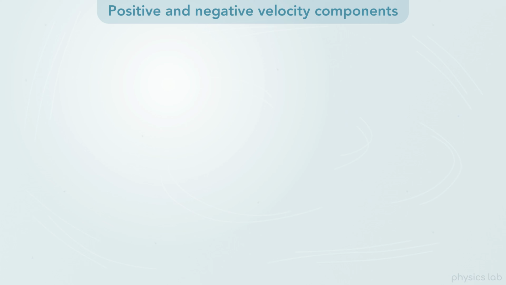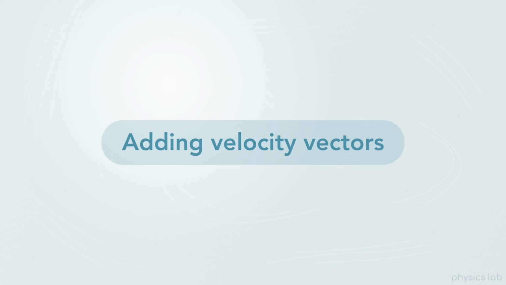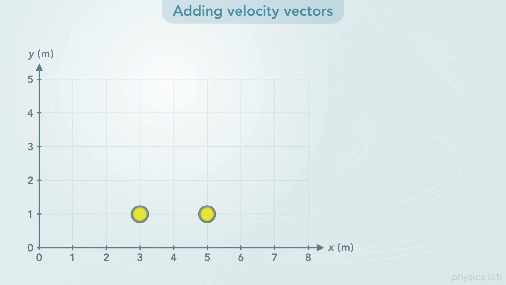Alright, so we already learned how to take the magnitude and direction of the velocity and find the x and y components. Now let's do things in reverse and learn how to create a new velocity vector by adding components together. Here we have two stones that are not moving. Their x and y velocities are 0.